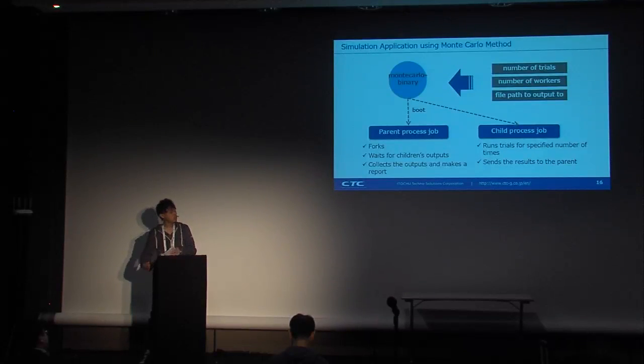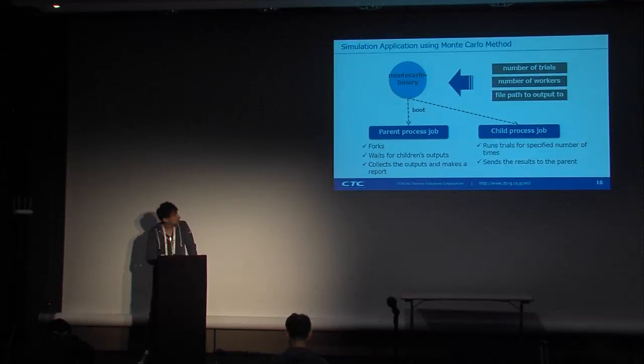All right, now I'd like to introduce the first one to you. This is the simulation application using Monte Carlo method. I won't go into so much detail of the Monte Carlo method, but the greater the number of trials you run in the simulation, the more accurate pi value you will get. So it takes a lot of time to run many trials in the simulation on a single server. But this application distributes the number of trials to multiple processes, and these processes run in parallel. So this parallel processing reduces the actual processing time.